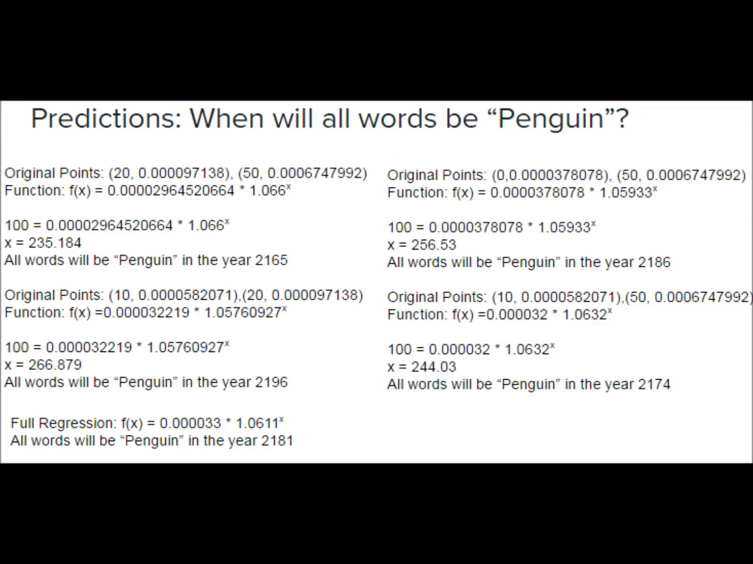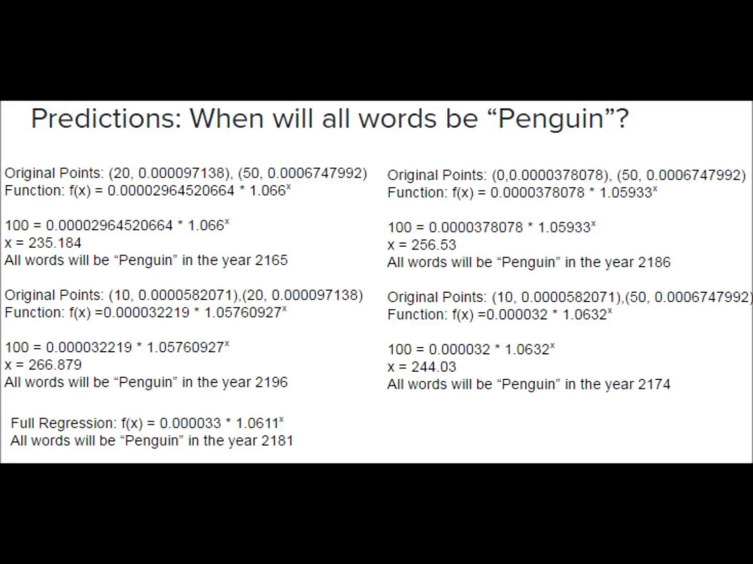We used our equations to try to predict when all words contained in books would be penguin. On average, we found that this will happen in the year 2180, just 1 year earlier than our full regression model predicted. Unfortunately, these predictions are meaningless as it is unlikely for the usage of the word penguin to continue growing like it has.